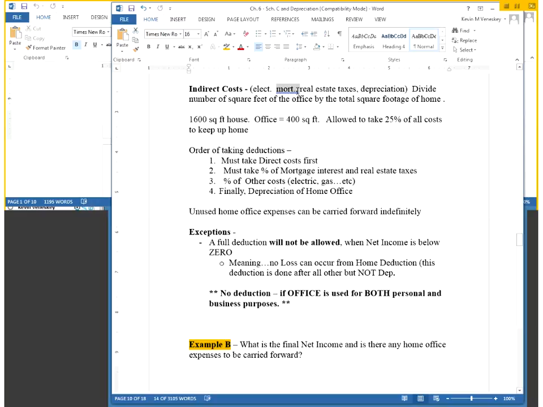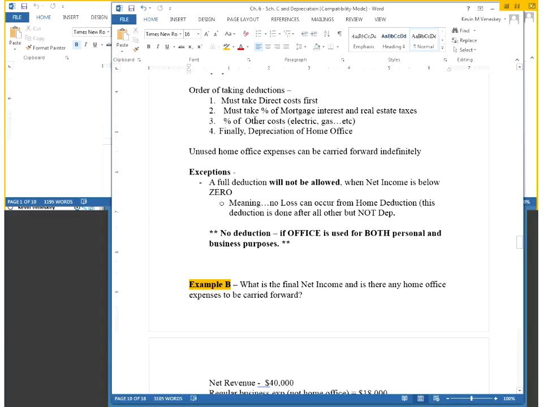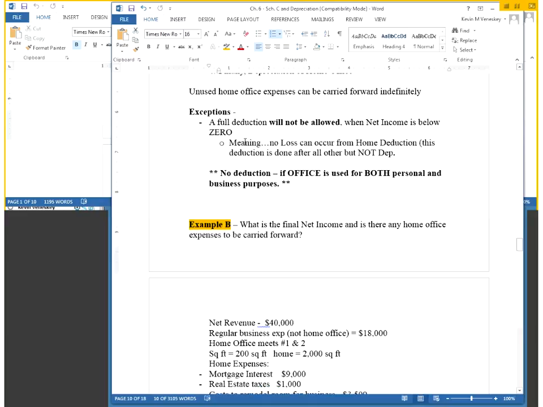Same with any other, like the mortgage. You pay a mortgage, you can deduct some of that, some of your interest. That's just interest. Real estate taxes, you're allowed to deduct as well, a portion. And then there's an order that you have to take your deductions. You can't just take them however you want. Direct costs, percent of mortgage and interest, there's a reason why that's in there, and then indirect costs, and then finally depreciation.